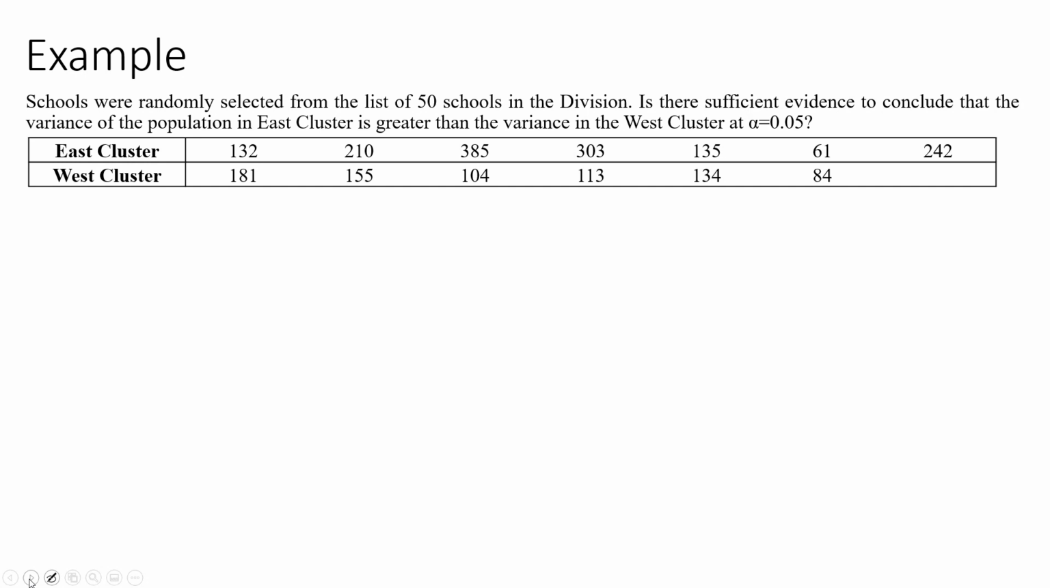Let's have another example. We have here schools that were randomly selected from the list of 50 schools in the division.